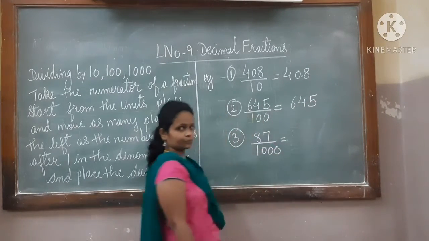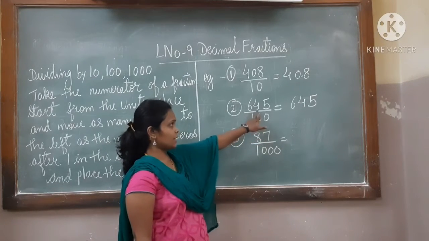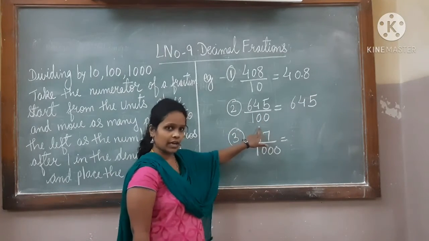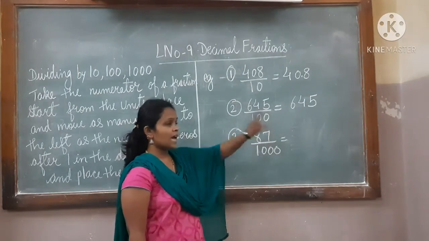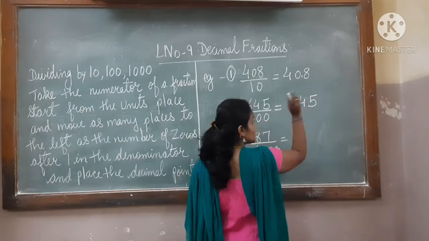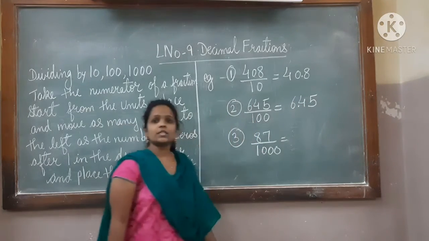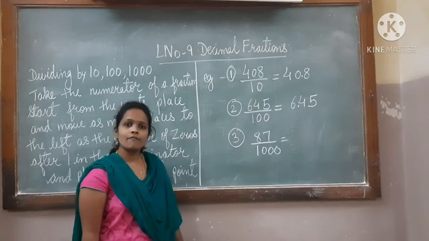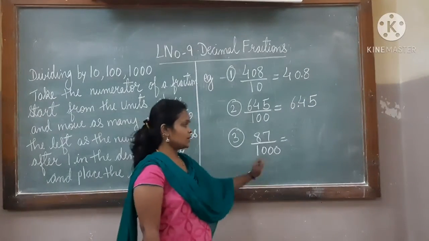Now the second one, 645. How many zeros are there? This is 645 divided by 100, that is 645 upon 100. Means 100 has 2 zeros. So the decimal point will come after 2 numbers. That you can see, 1, 2. That is 6.45. Then the third example is of 1000.